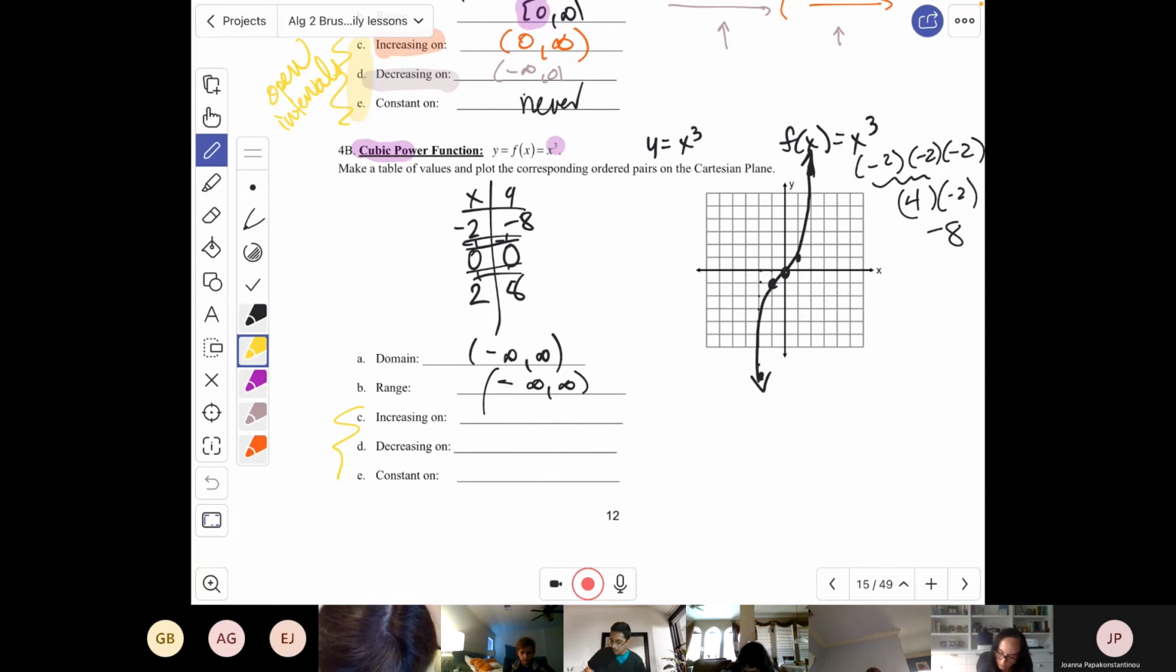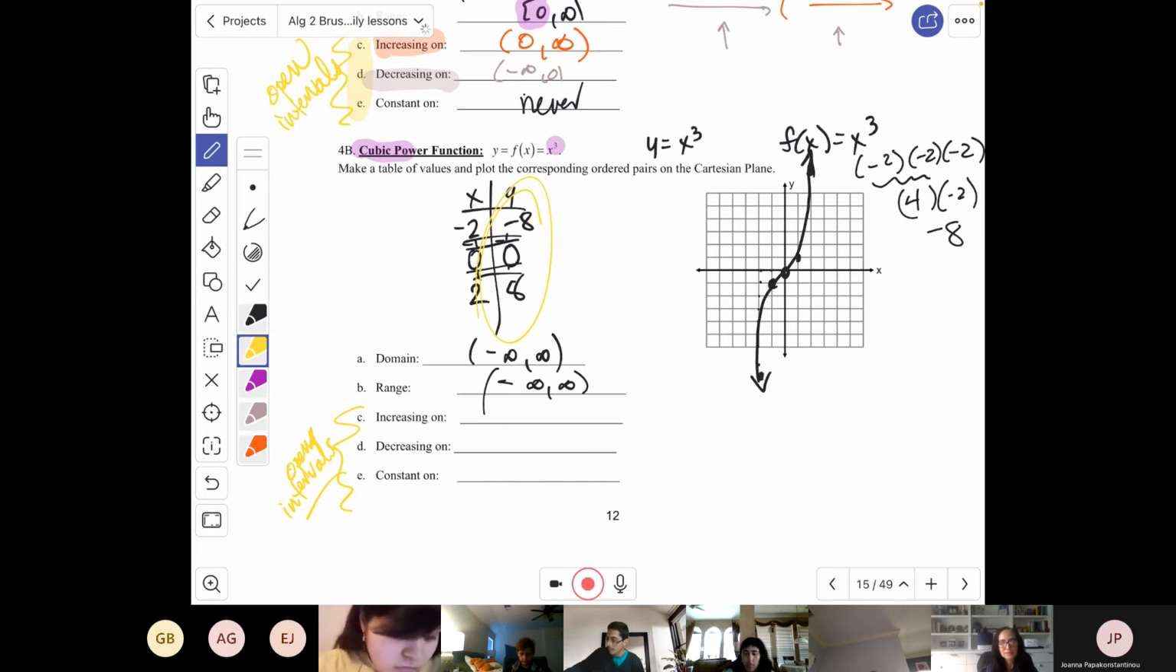Now, here we go. This is kind of tricky. Where is it increasing? Is it? If so, where? Where are our y values getting bigger as our x values are getting bigger? And maybe looking at the table of values wouldn't hurt. Where is this function increasing, if ever? Where?